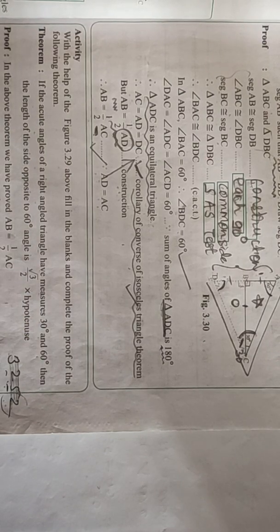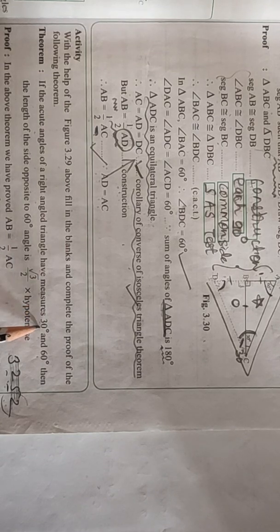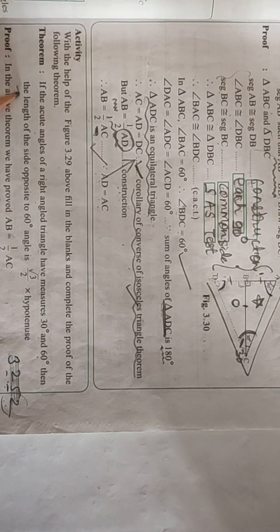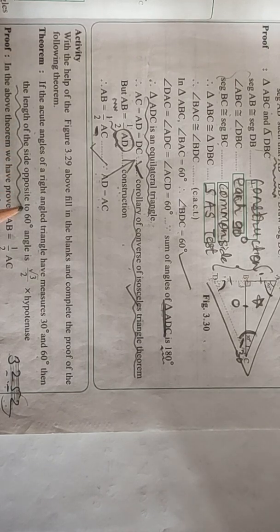The theorem is: if the acute angles of a right angle triangle have measures 30 and 60 degrees, then you have to prove that the length of the side opposite to the 60 degree angle is root 3 by 2 into hypotenuse. So this is the theorem. The side opposite to 60 is root 3 by 2 into hypotenuse.